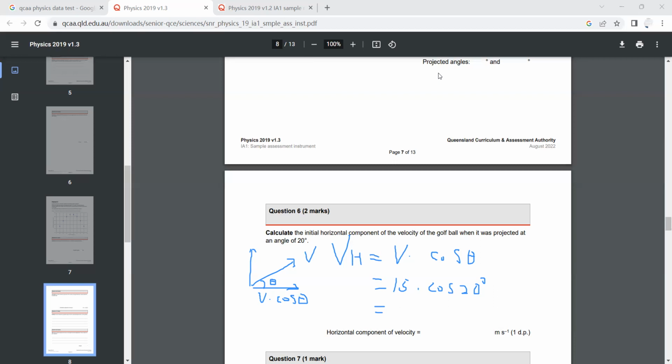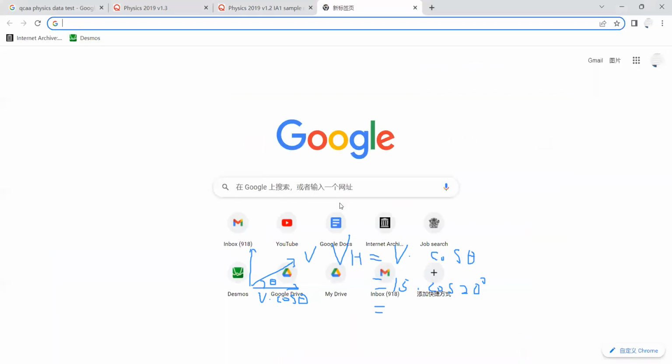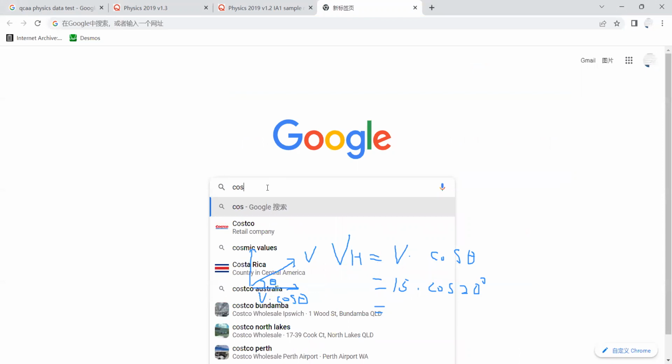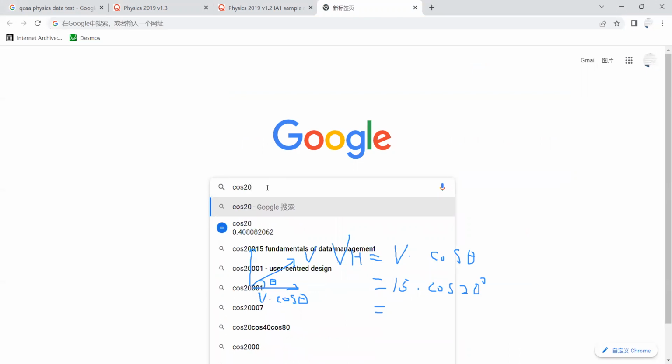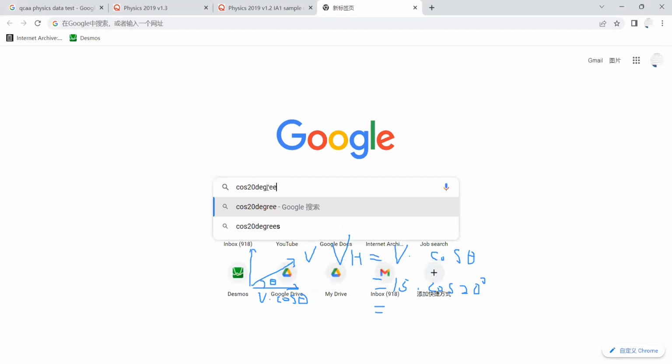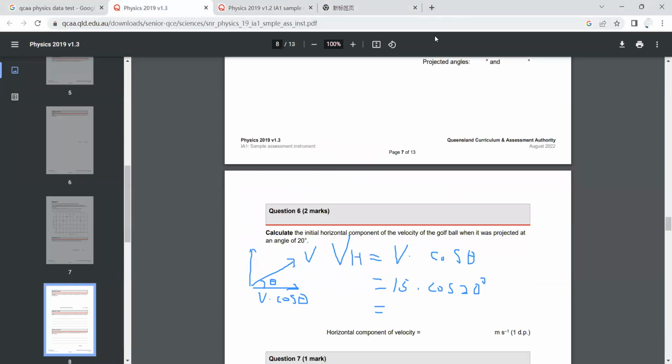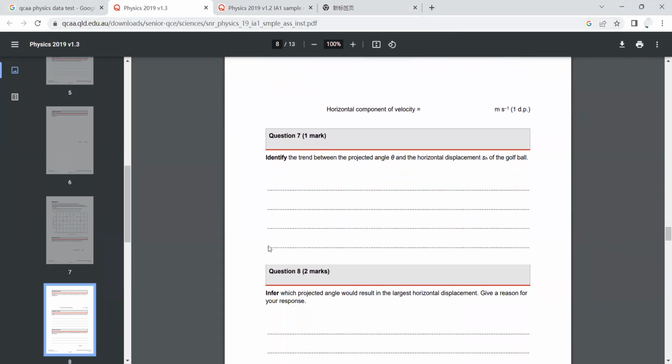I can't find it. I use Google to find cosine 20 degrees. It's 0.93, like 0.94. So it's like 15 times 0.94.